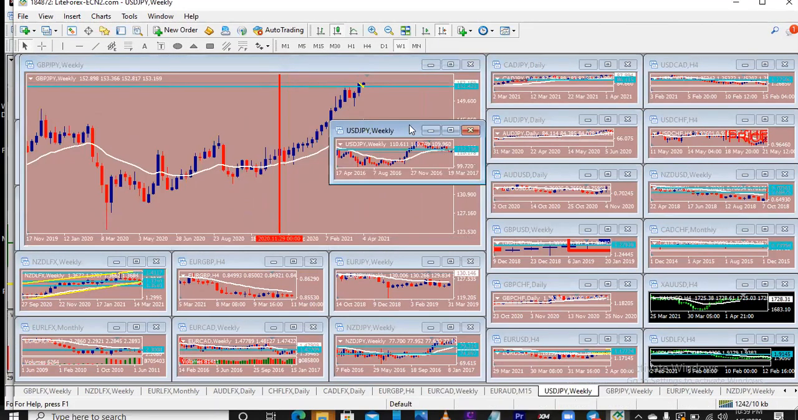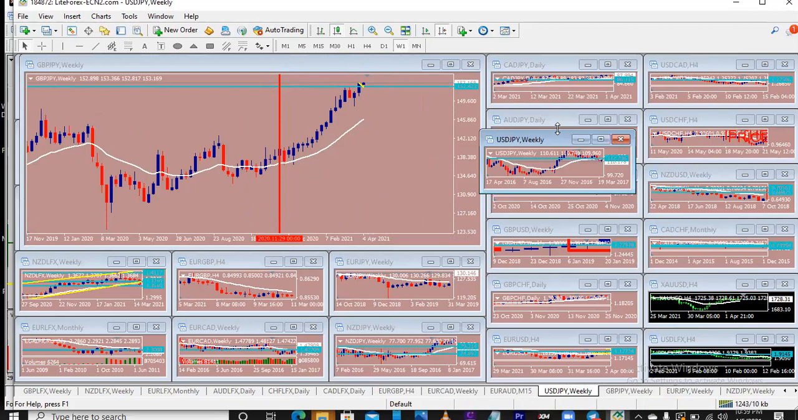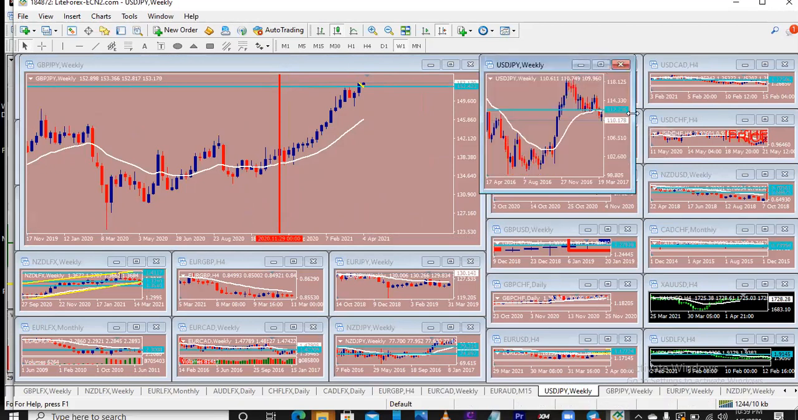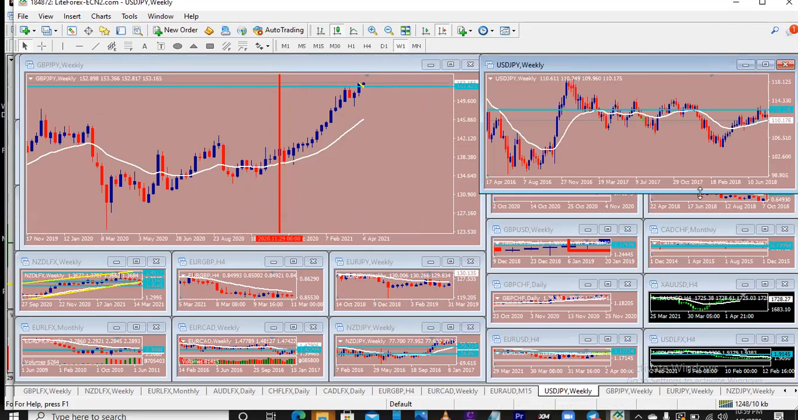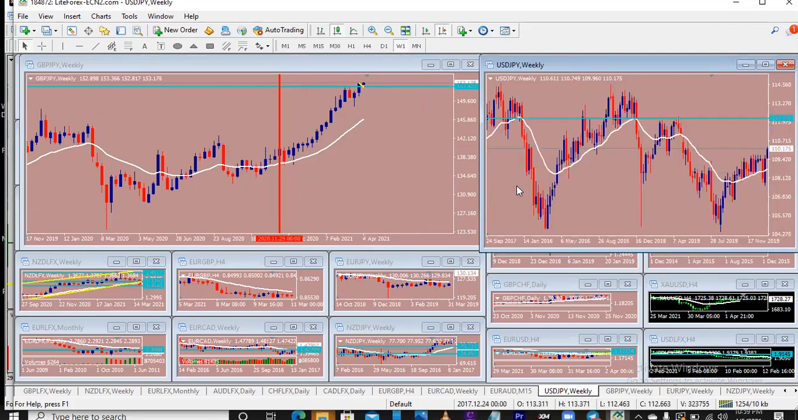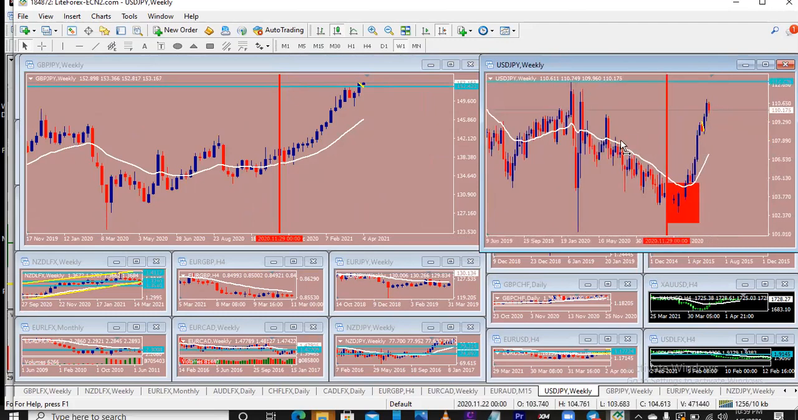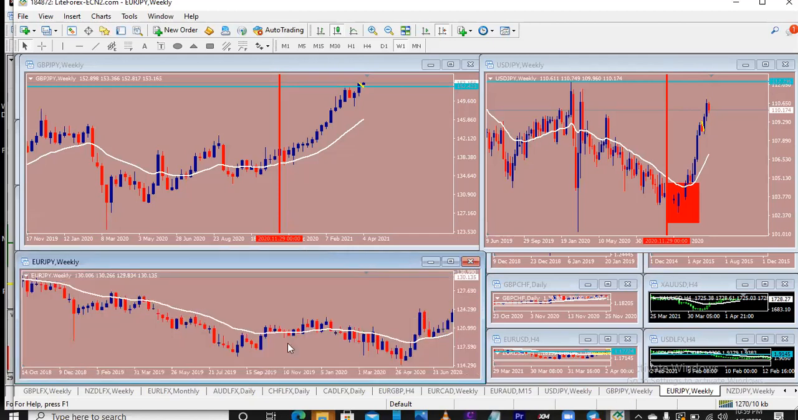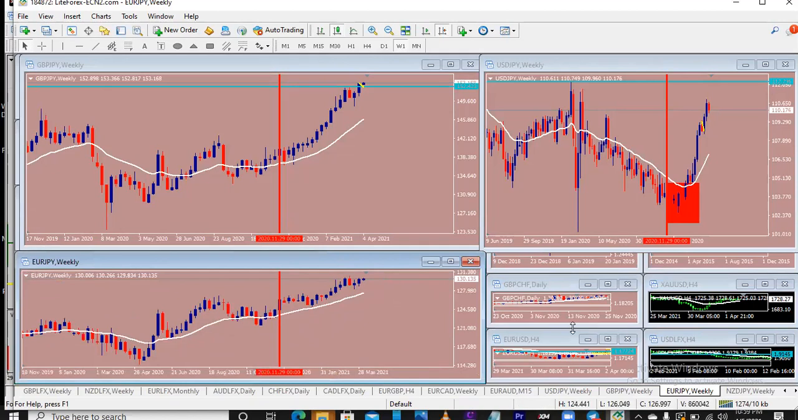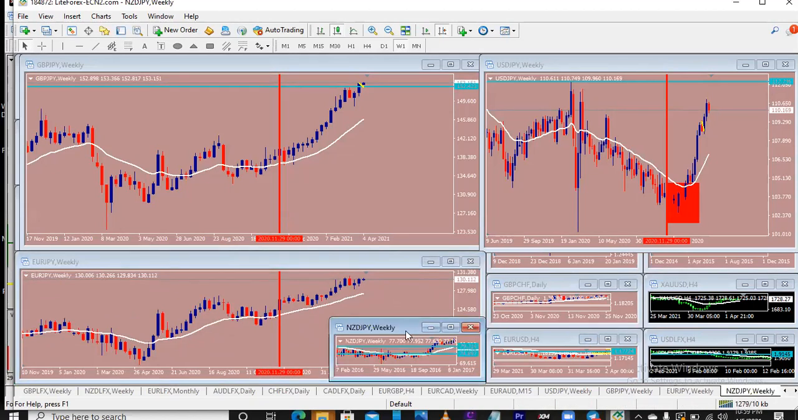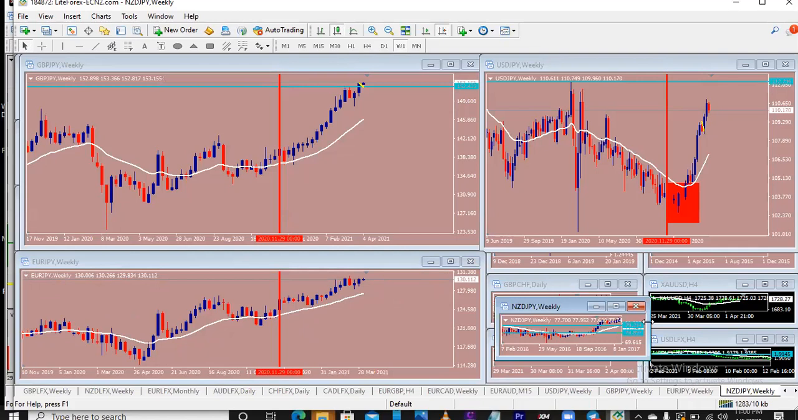Here's the JPY. People are seeing how I divide my charts, right? Are we there? Yes. All right. NZDJPY. I guess this is the last one. All right.